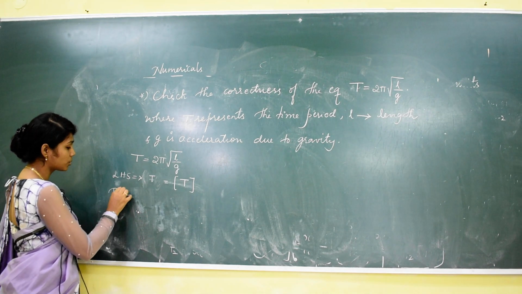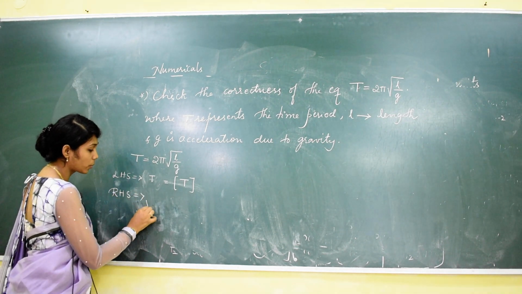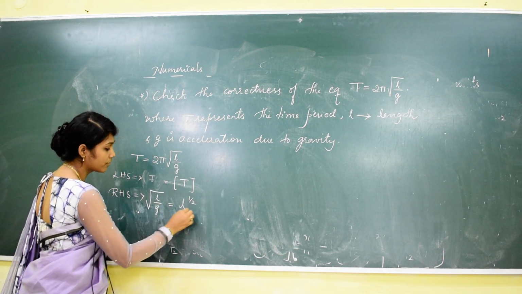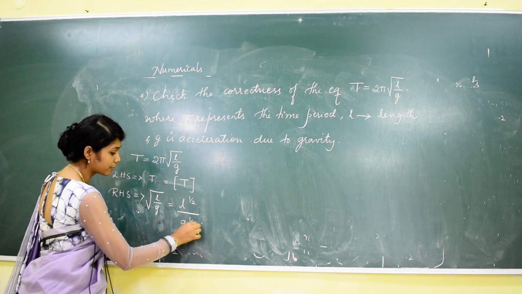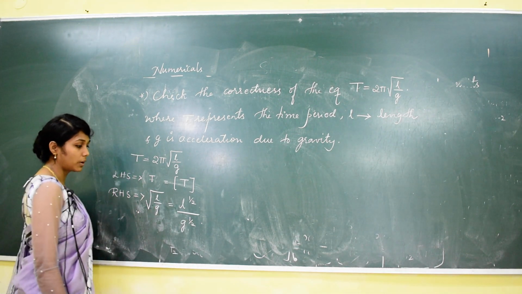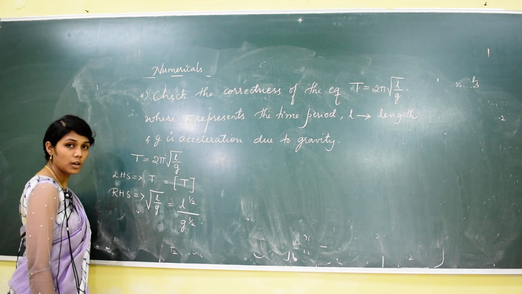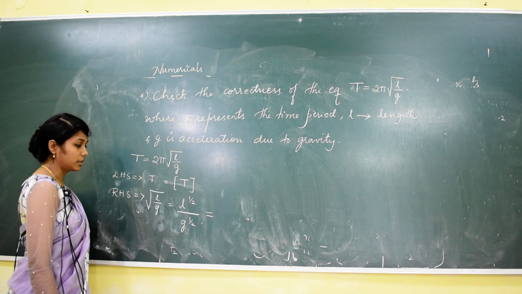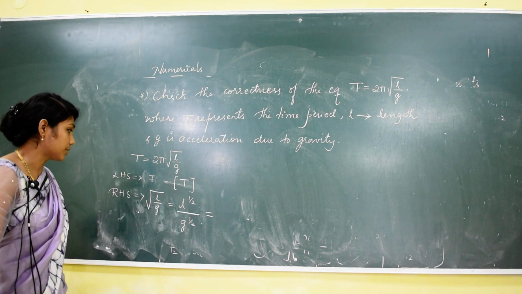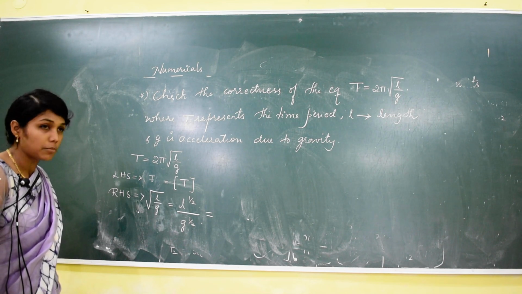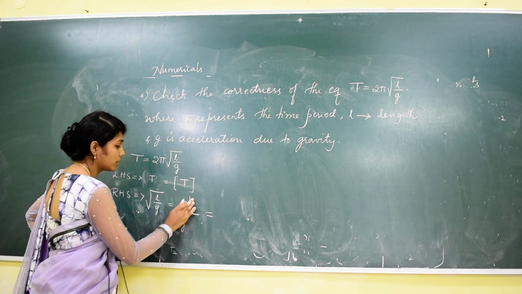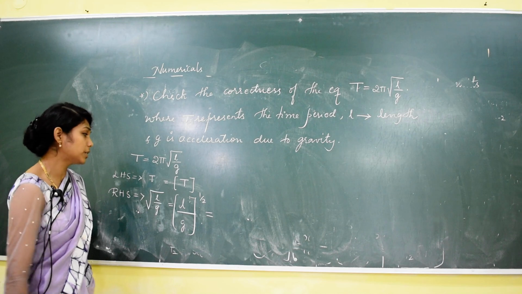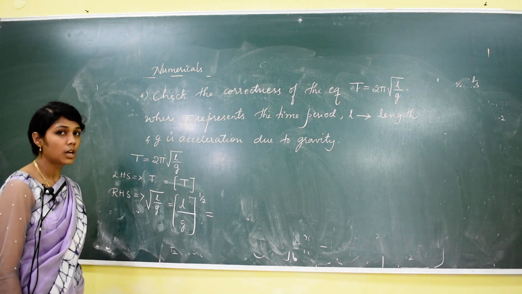Now the right hand side of the equation contains the square root of L divided by G, which can be written as L to the power half divided by G to the power half. We can write it like that. Since it is the square root of L by G, I can also write it as L by G whole to the power half.